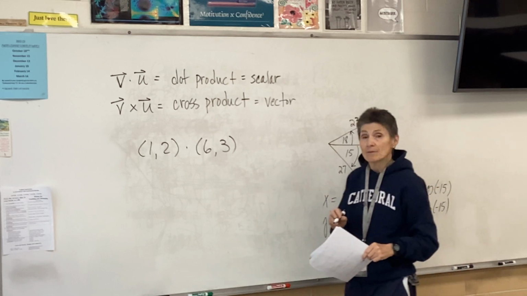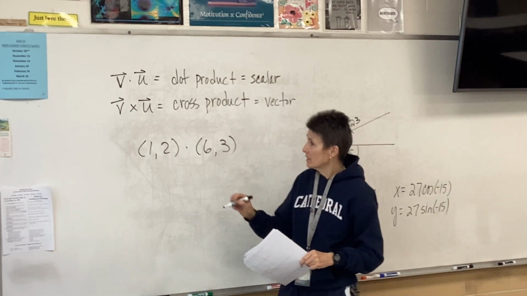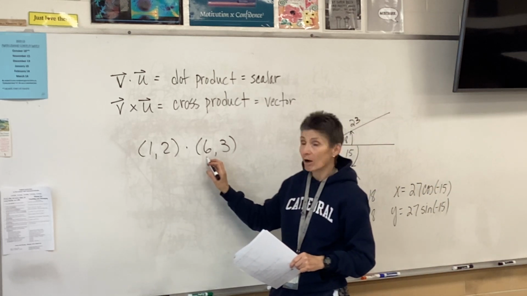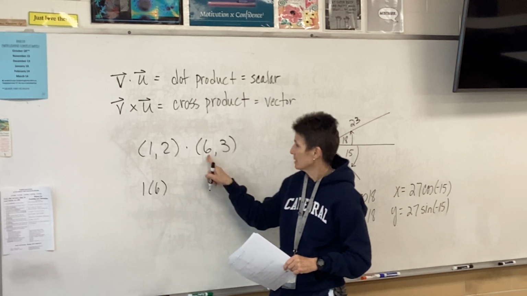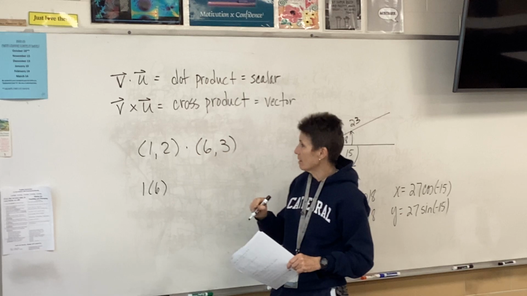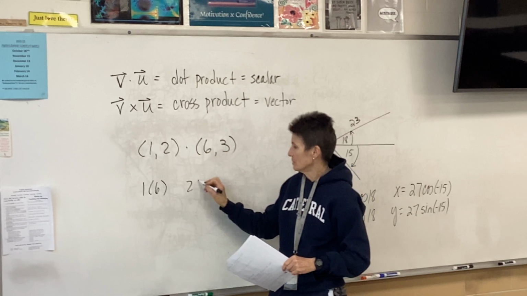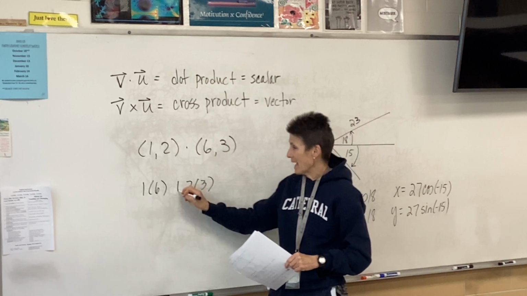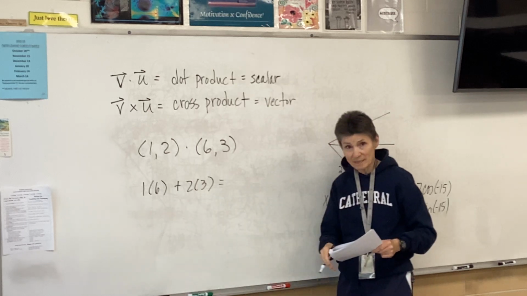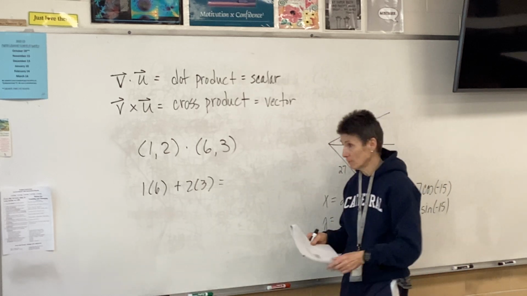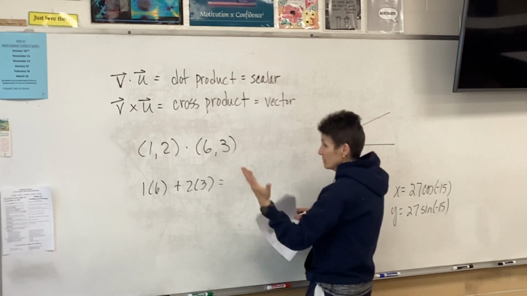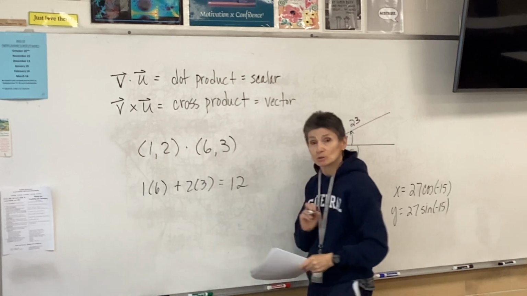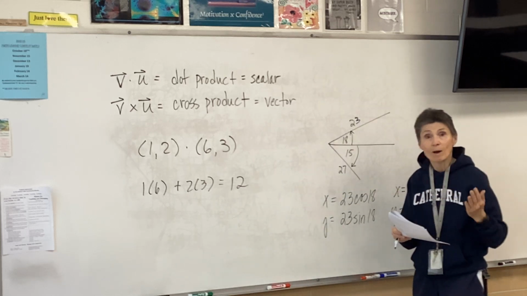To find the dot product, we simply multiply our x components. So we're going to do 1 times 6. And then we multiply our y components, 2 times 3. And we add those together. Remember, I told you it would be a number. And it is, it's a number. 1 times 6 plus 2 times 3. So the dot product is indeed 12. Just 12.